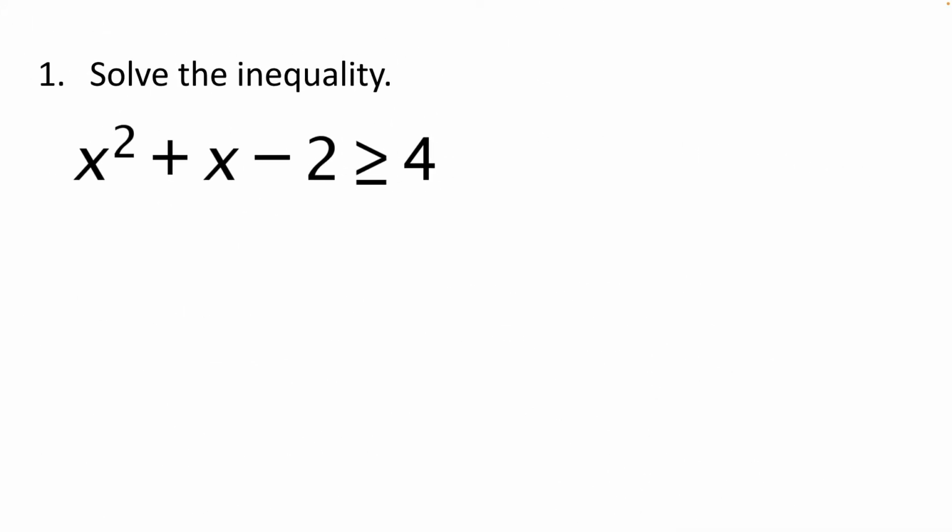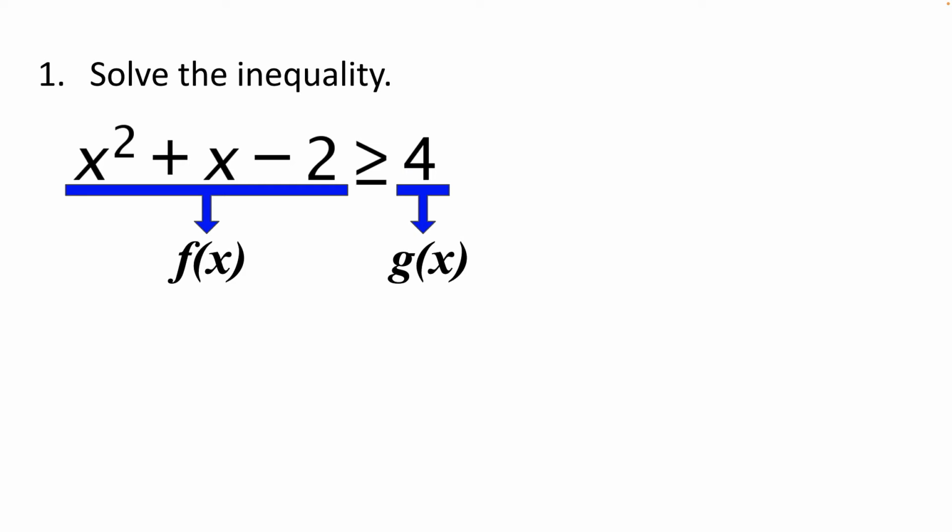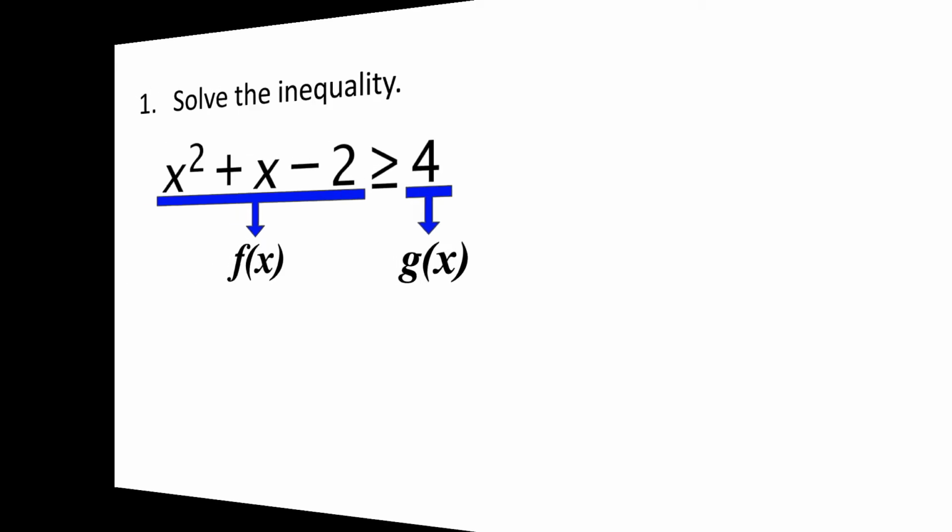We want to solve the inequality x squared plus x minus 2 is greater than or equal to 4. So we'll start by calling the left-hand side f of x. So f of x is going to be the function x squared plus x minus 2. And g of x is going to be the right side of the inequality, so g of x will be the function 4. Let's go over to Desmos and enter f of x and g of x into the cells on the left-hand side.